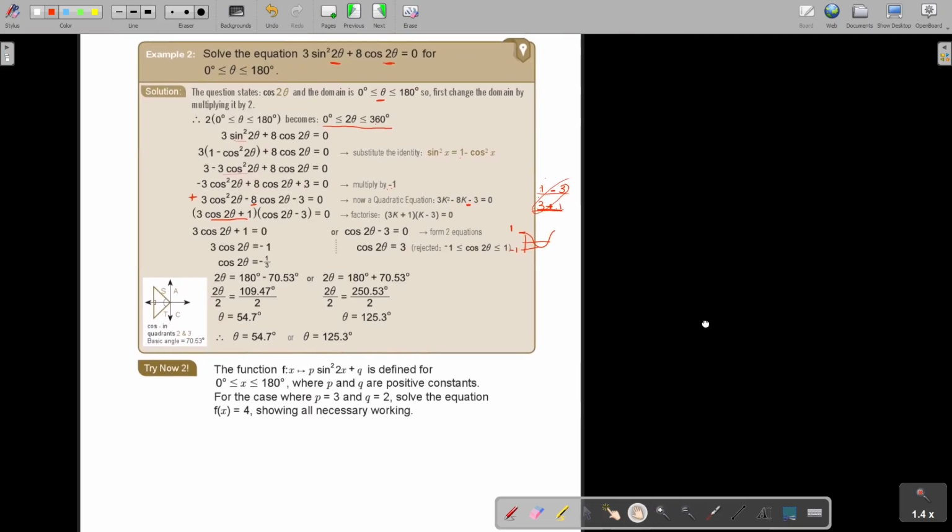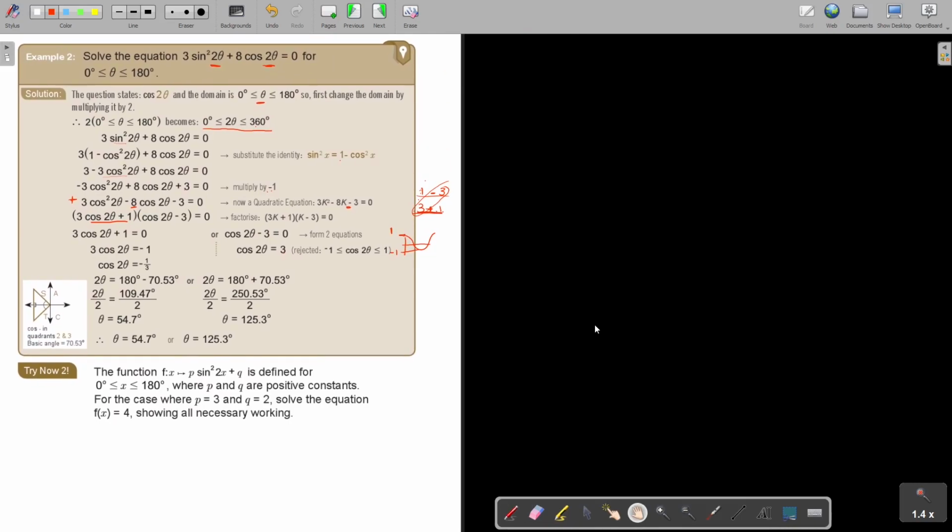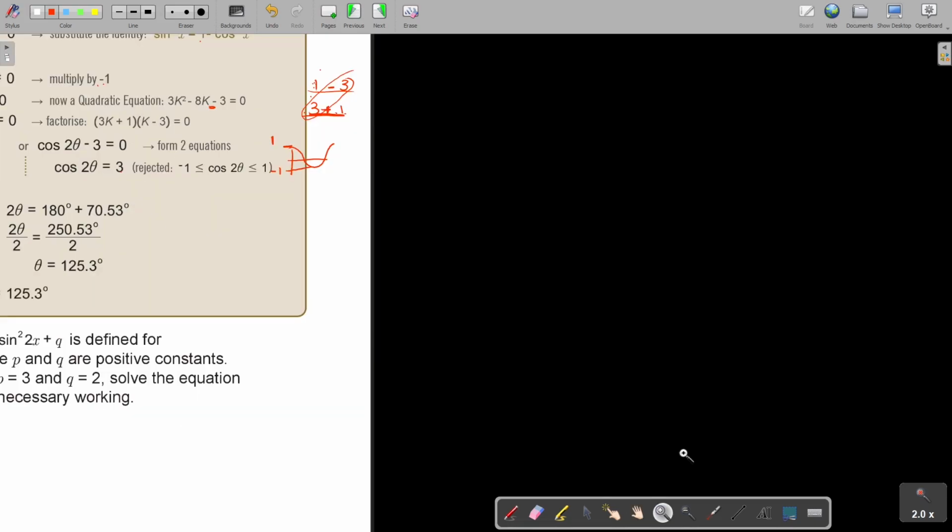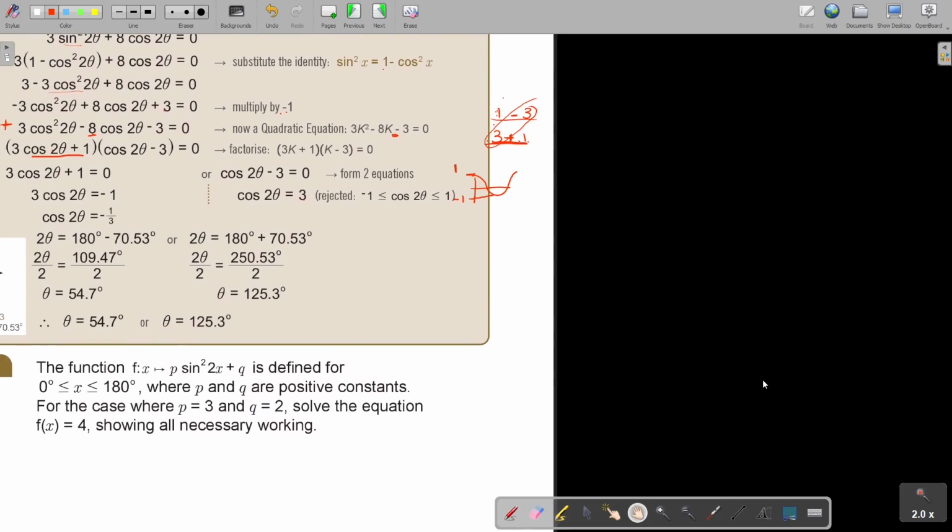I'm just going to make it a bit smaller, okay, so that there is space to write. And then I'm going to start with this question. So, just a bit bigger for looking at it. The function f, it's just in another form, is defined by x is bigger than 0 and smaller than 180, where p and q are positive constants. Now, for the case where p is 3 and q is 2, solve the equation fx equals 4, showing all necessary working. They make it a bit more, it's just going to do substitution, but at the end you just want to get the equation that you're going to work with.